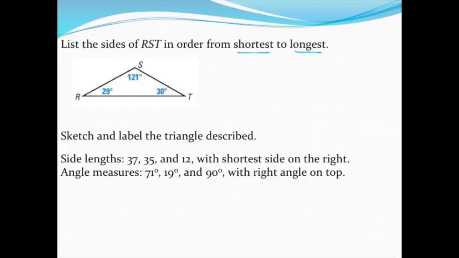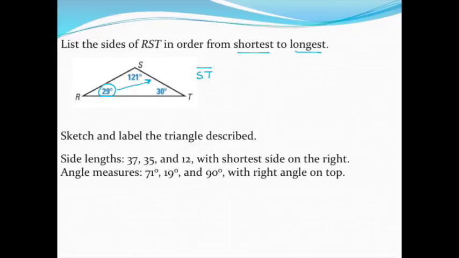It turns out that the shortest side of a triangle is always going to be across from the smallest angle. So my trick is to find the smallest angle, which in this case, angles were given to me, the smallest one being angle R at 29 degrees, which tells me that side ST, or segment ST, is going to have to be my shortest side. The opposite of that is also true.